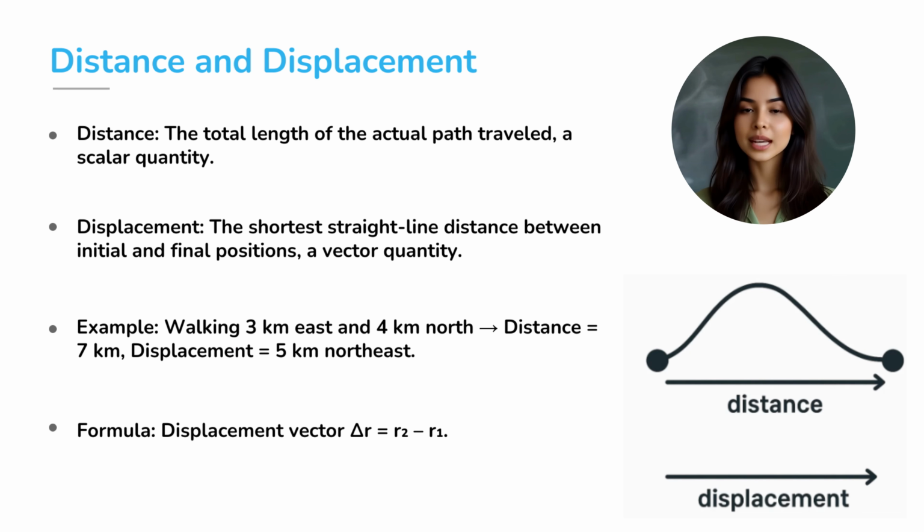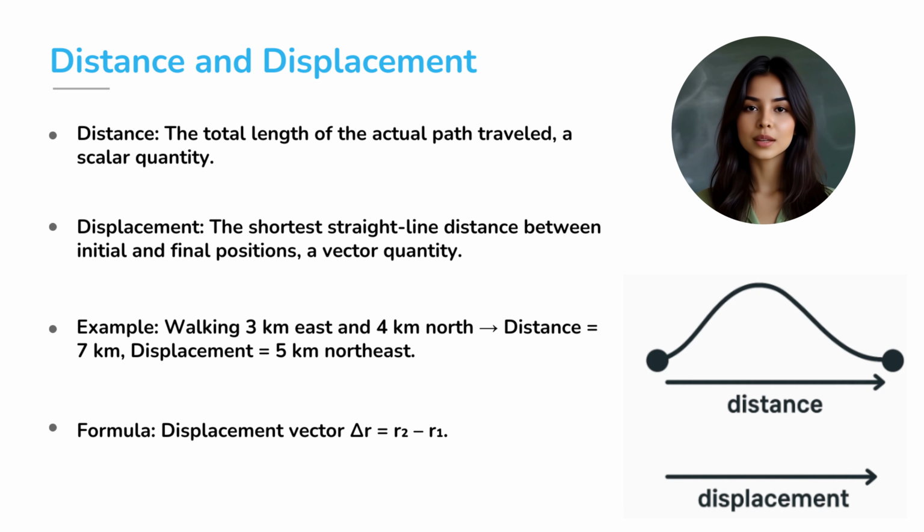Distance is the total length of the actual path traveled by an object. It is a scalar quantity, which means it has only magnitude, never direction. On the other hand, displacement is defined as the shortest straight-line distance between the initial position and the final position of an object. Displacement is a vector, which means it has both magnitude and direction.